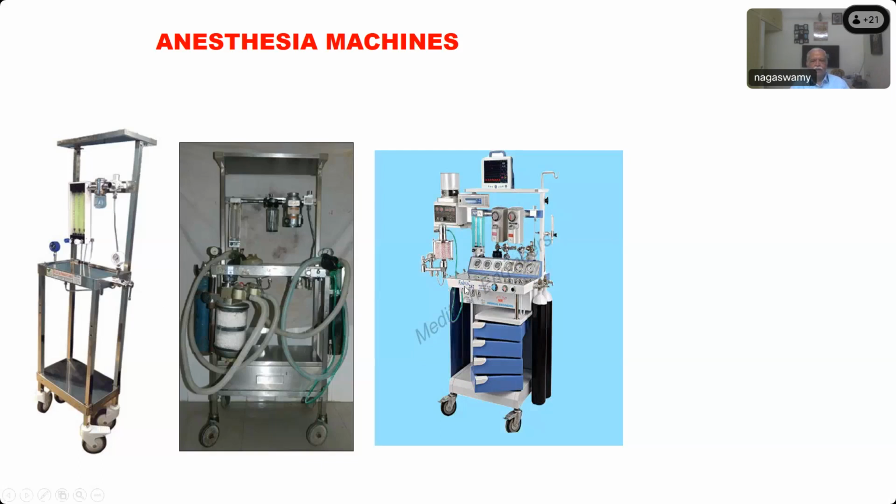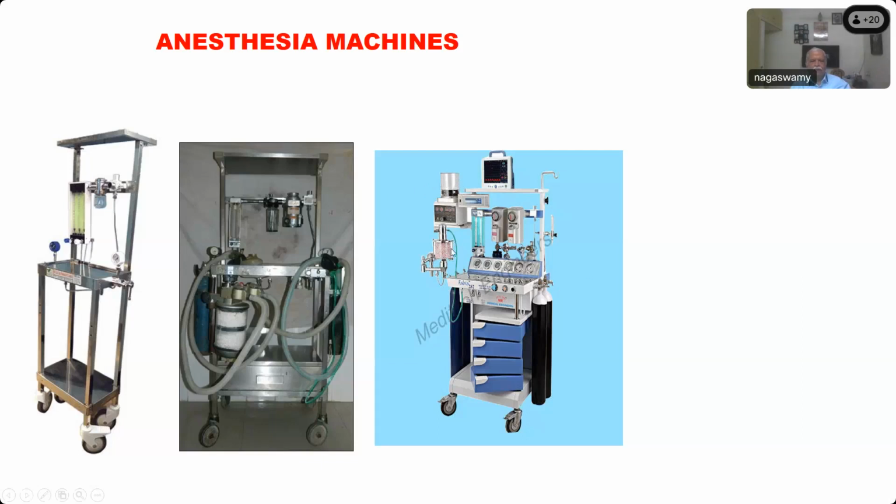Now comes another version. What is the change you find from this to this? Sir, with the bellows, sir, for ventilation. That's a ventilator. Okay, an anesthesia ventilator is there. You find, what is this?